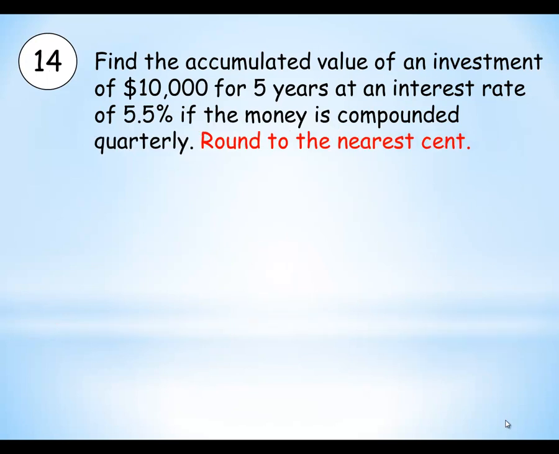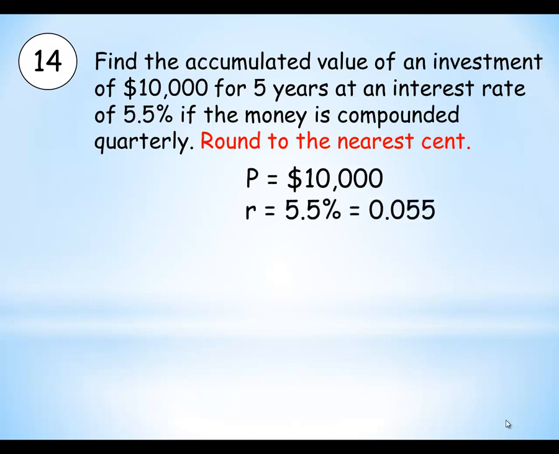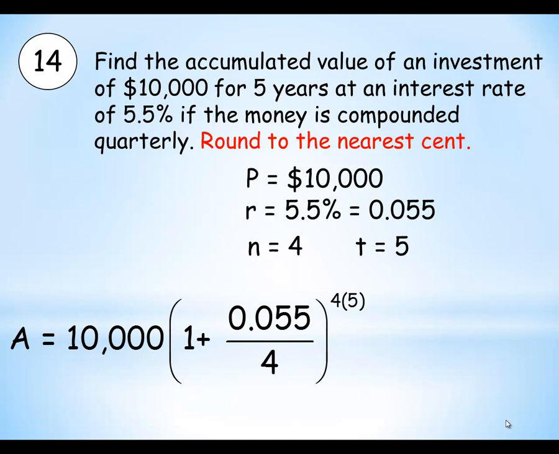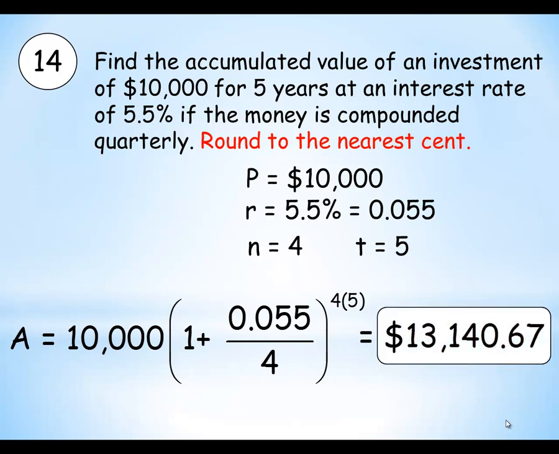Here's a second problem. Find the accumulated value of an investment. Actually, what we have here is the same information. This time, the money is compounded quarterly. So that is the only difference. Typing this into the calculator, we get this answer, $13,140.67. So you can see, because it was compounded twice as many times, the final amount is just ever so slightly larger.